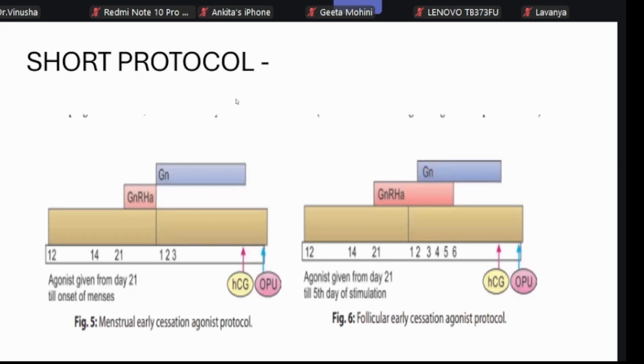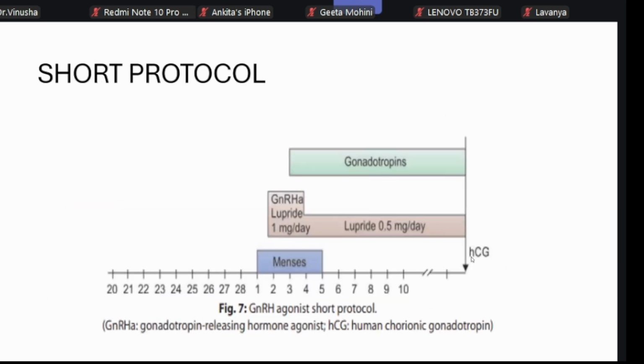In the agonist protocol, we do have a short protocol also. In this, agonist is stopped on day 1 or day 2. Agonist is given from day 21, and on day 1 and day 2, we stop the agonist in the early cessation agonist protocol. And in the follicular late cessation agonist protocol, we stop the agonist later, on day 5 or day 6. In both protocols, we have to start agonist from day 21 itself, but in early cessation, we stop on day 1. In the late protocol, we stop the agonist on day 5 and day 6. So this is the short protocol.